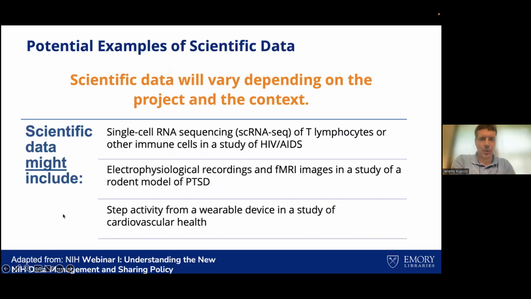Some potential examples of scientific data. Of course, you, the researcher, probably have the best idea of what the scientific data is, but some examples might include, if you're doing single-cell RNA sequencing, the sequencing results would be your data, electrophysiological recordings and fMRI images in a study, step activity from a wearable device in a study of cardiovascular health. So those will all be some examples of what the scientific data would be.